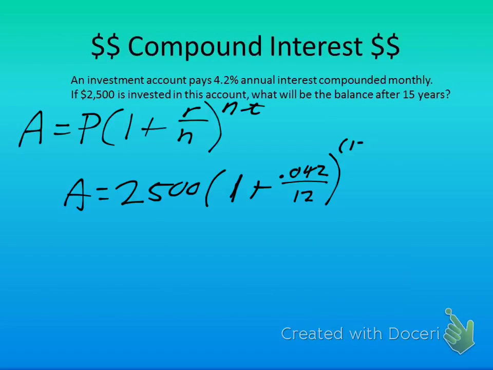Why can't we just keep the 4.2? You wouldn't change it to months. How many times does it happen per year? There are 12 months in a year, so N is 12. I would like to change it to 15 years to match years. N is how many times it happens per year. T is how many years the money is left in the account, because this doesn't happen overnight, right? Everybody good?